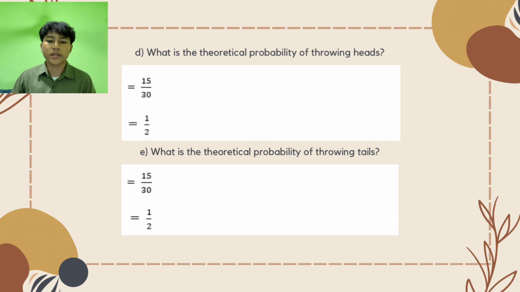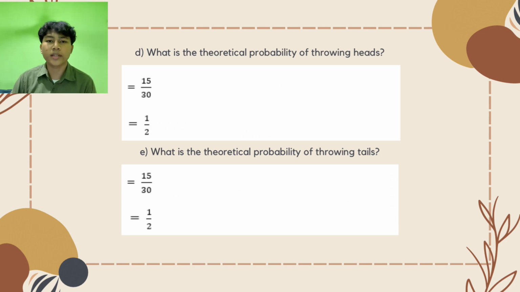Okay, for the next question, D. What is the theoretical probability of throwing heads? In this question, we need to use the formula: number of favorable outcomes divided by total size of sample space. The number of favorable outcomes for throwing head is 1, and the total size of sample space for throwing head is 2. So 1 divided by 2, and we get 1/2.